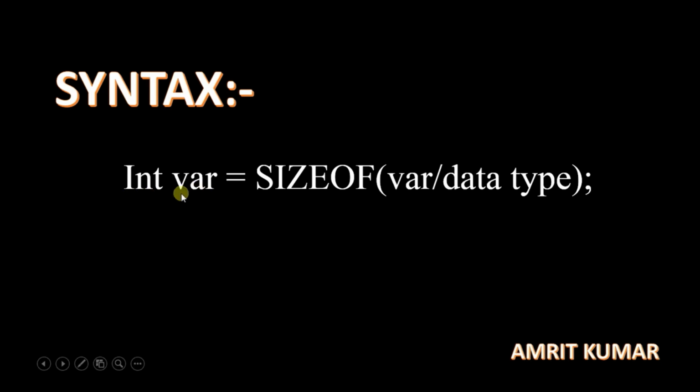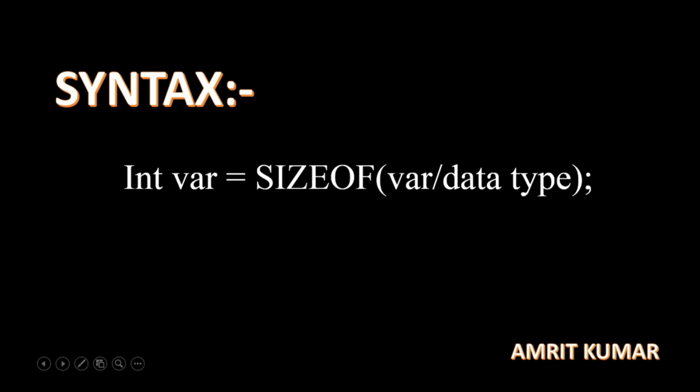So this is a variable whose data type is integer, and this is how we can declare it. This is the syntax of the sizeof operator. You need to specify sizeof, and in the enclosed parenthesis, you need to specify your variable name or your data type, and after that you need to use the semicolon. So this is how it works. That is the syntax of the sizeof operator.